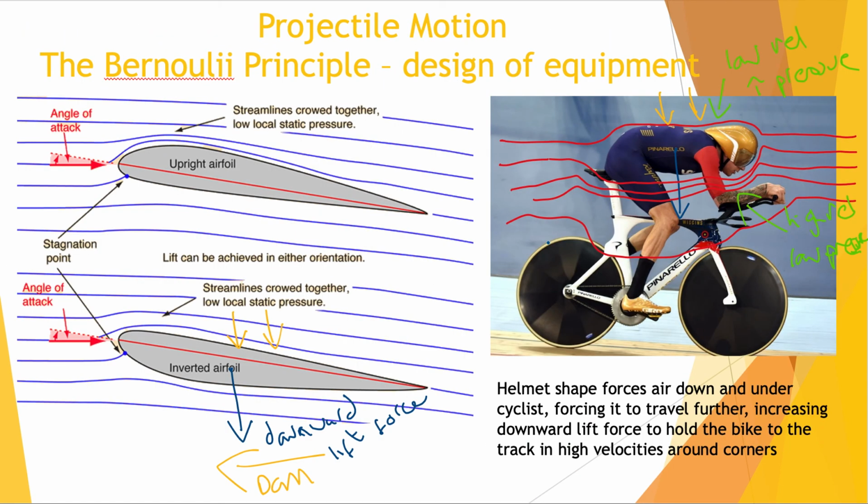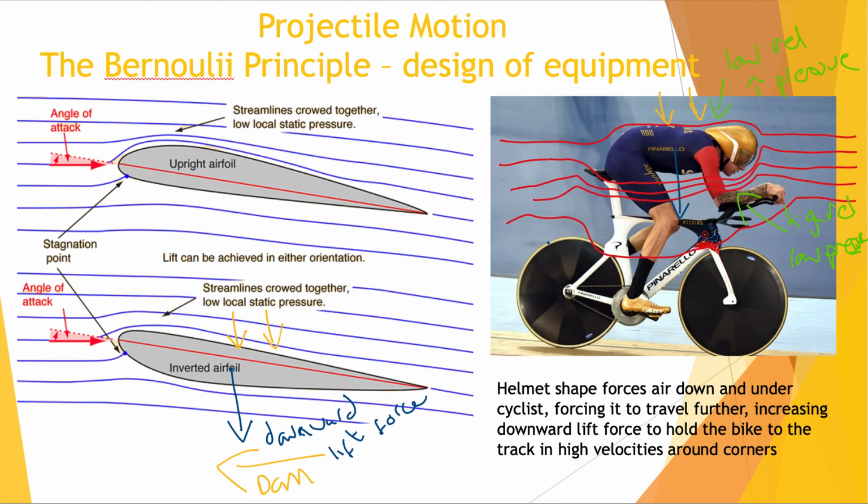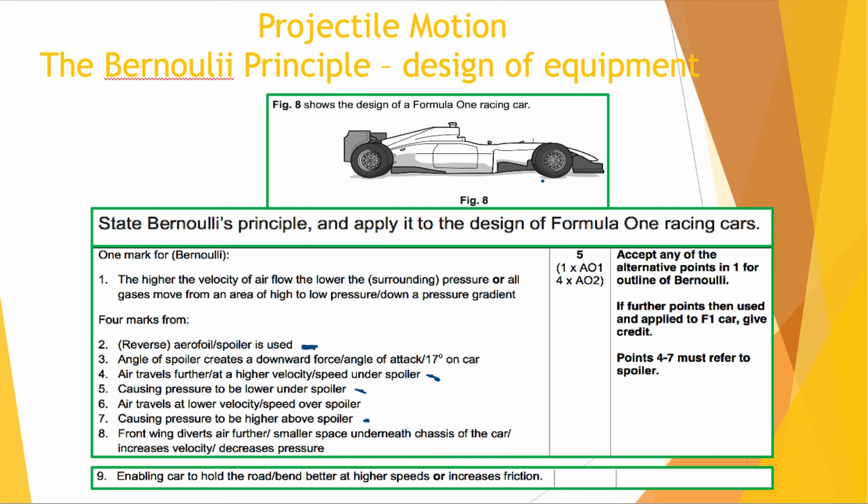Okay, and then we've got this idea of downward lift. If we invert the aerofoil, we're forcing air in the opposite direction. This time, the fluids would want to move from the top of the aerofoil downwards, which pushes the aerofoil down, and we see it specifically in sports with high velocities where they want to stick to the ground, such as track cycling and Formula 1 racing.